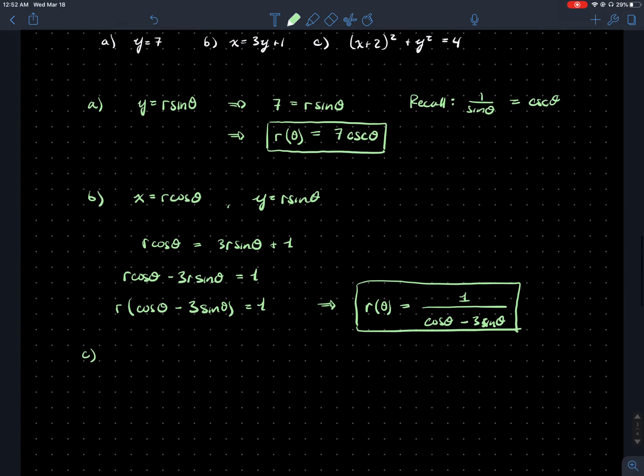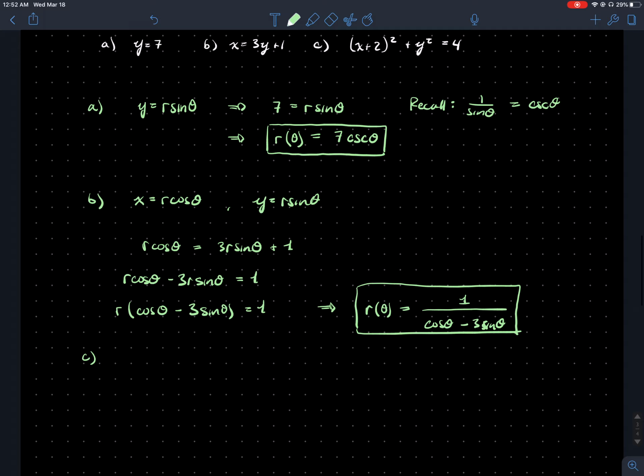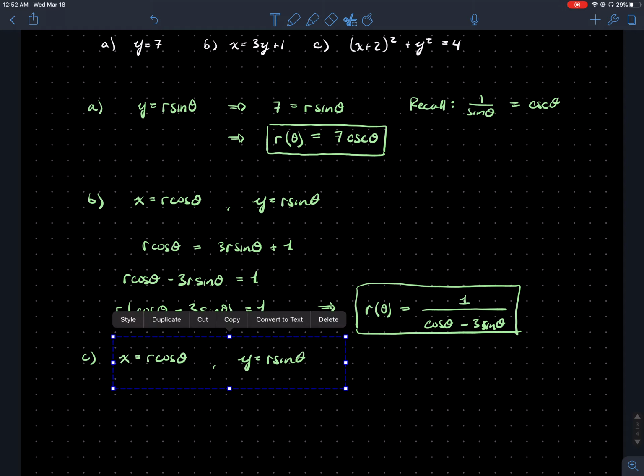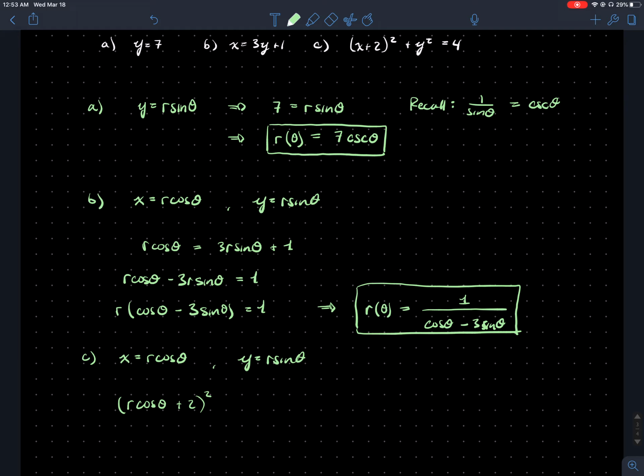Now part C. We're going to use this exact same idea. x is equal to r cosine of theta and y is equal to r sine of theta. And then we will plug everything in. (r cosine of theta plus 2) squared plus (r sine of theta) squared is equal to 4.